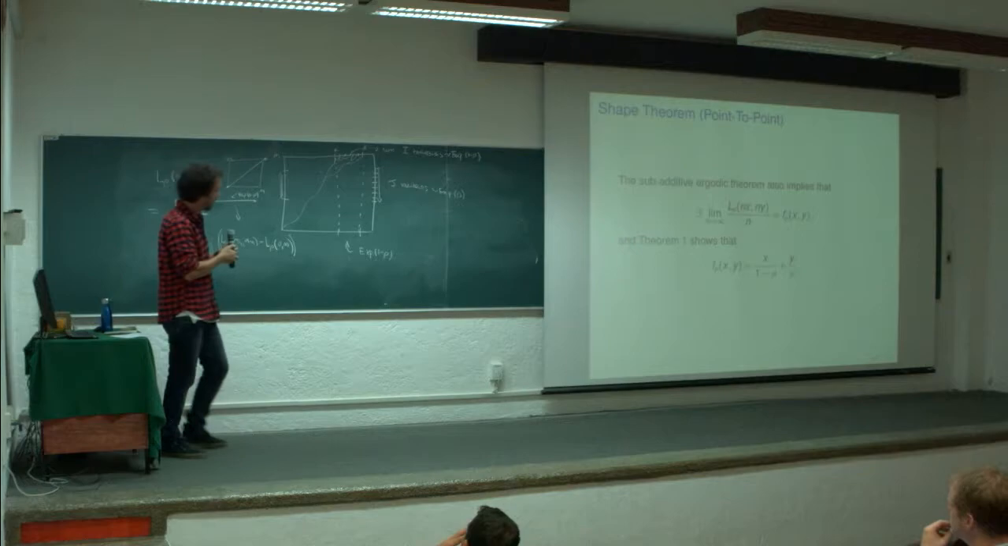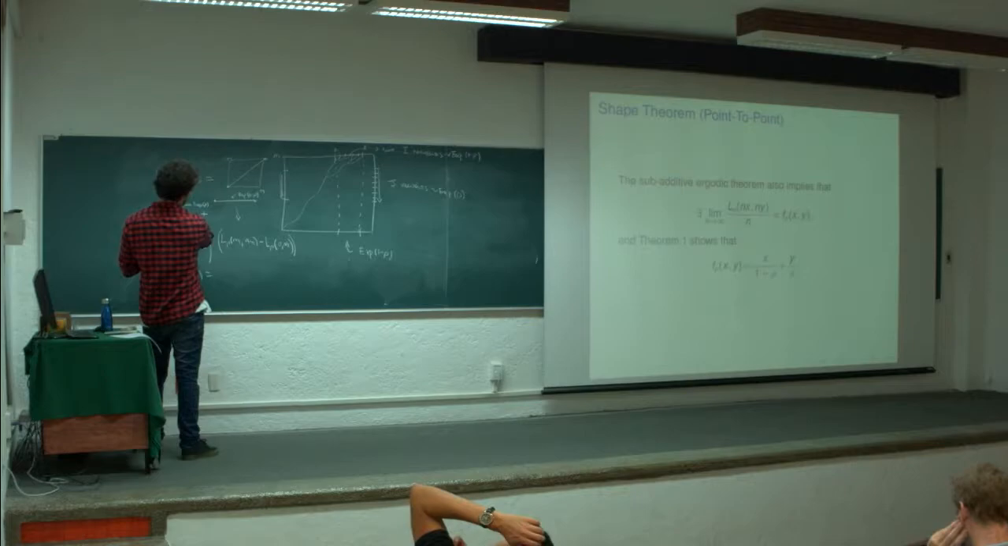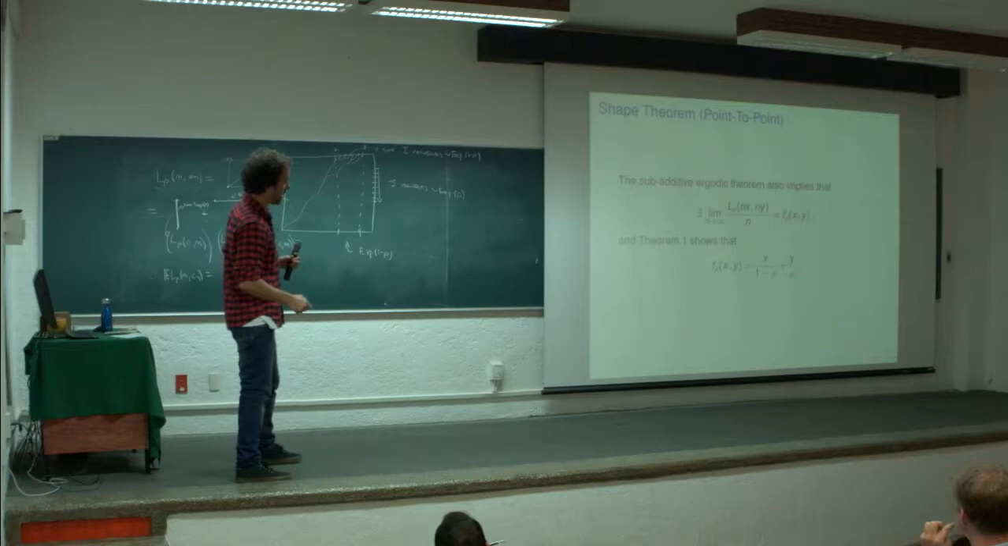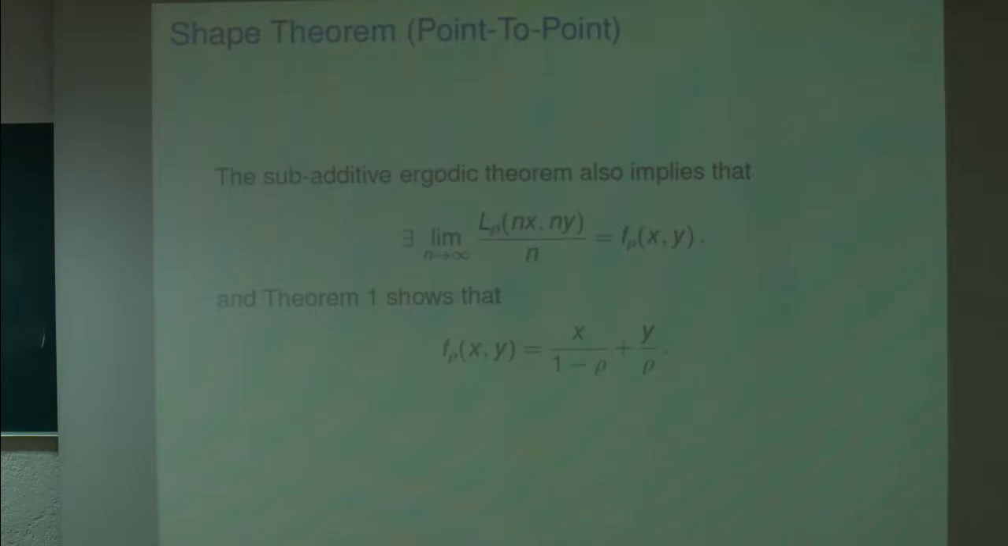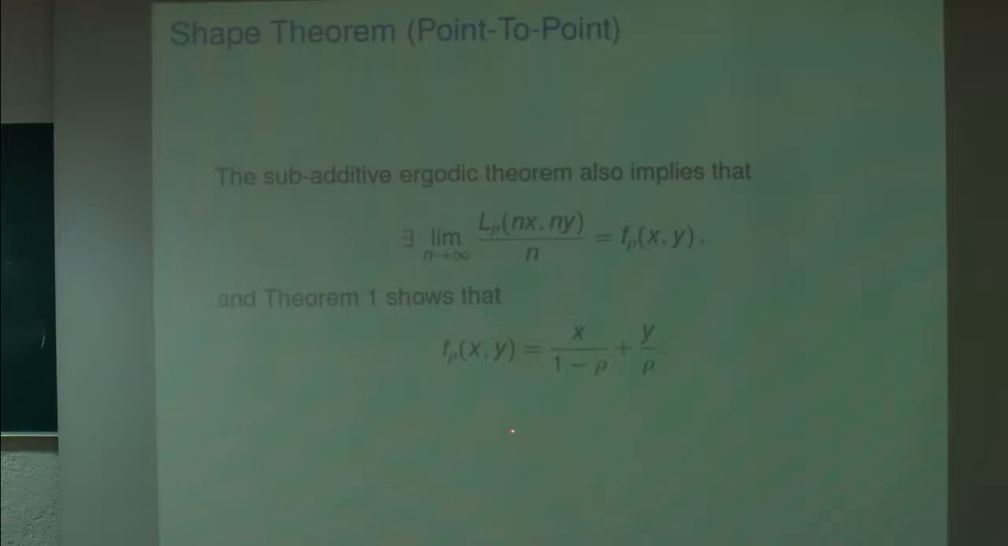If I take expectations of L rho at (0, n), this is a sum of iid random variables, so I can compute it, and what I get is exactly this. Here I get exponentials of parameter rho, so y over rho, and here I get exponentials of parameter 1 minus rho, so x over 1 minus rho.